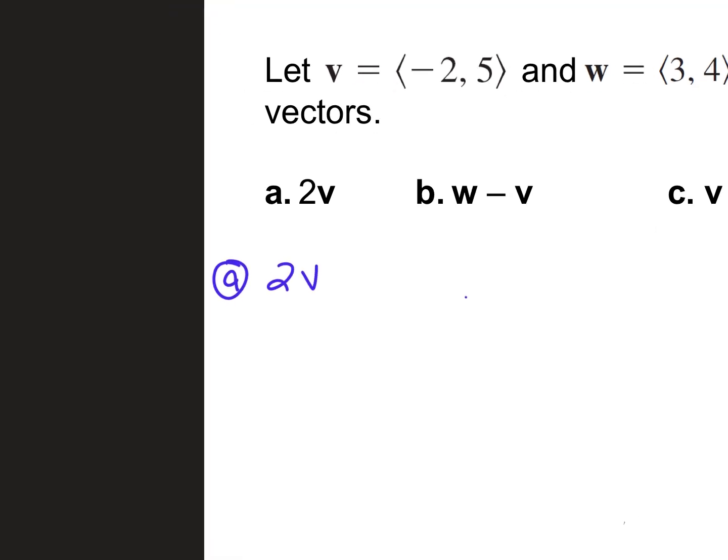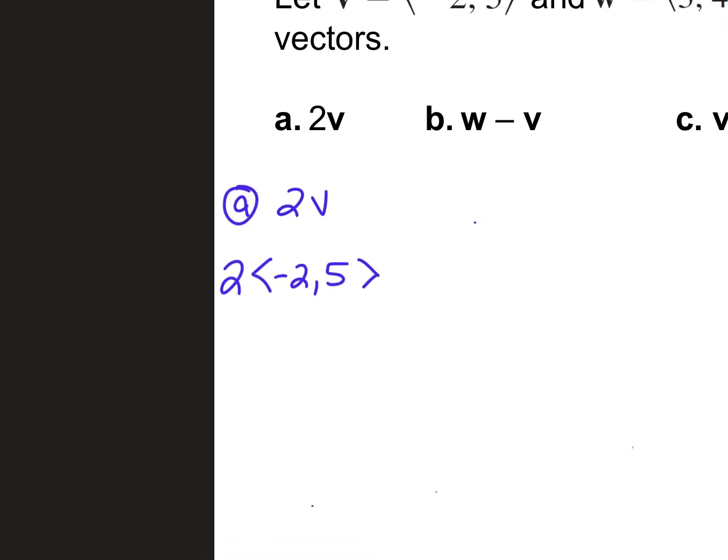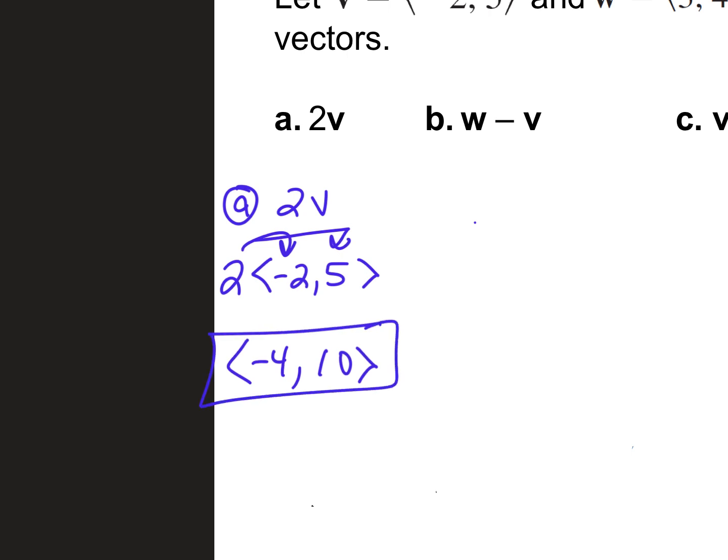So what you're going to do is say, okay, 2, and then you write down vector V, not negative. What am I doing with the 2? Distributing. So here and here. What is 2 times -2? -4. What is 2 times 5? 10. There is your scalar multiplication.